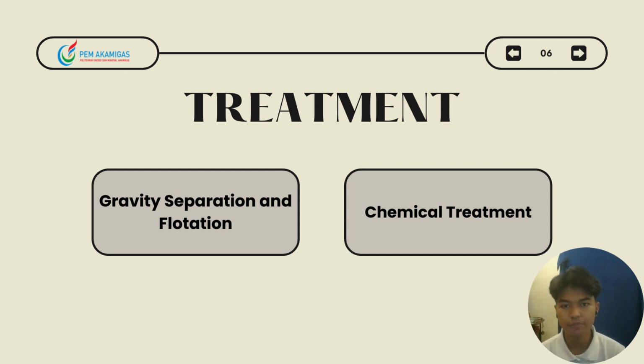So here we have two treatments that can be used to solve the produced water problem. The first is gravity separation and flotation, and the second is chemical treatment.